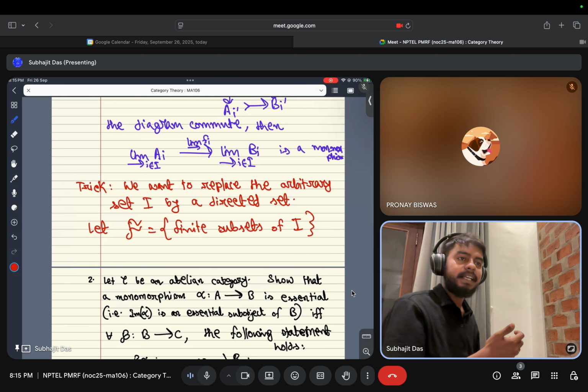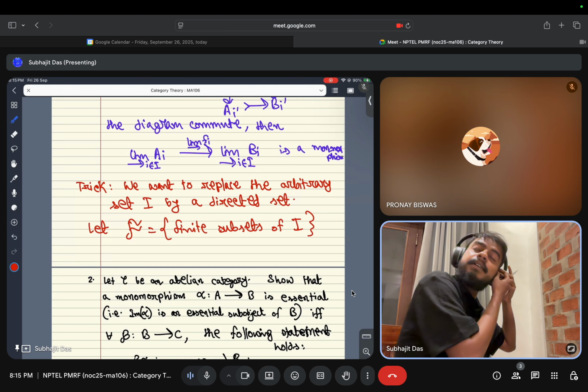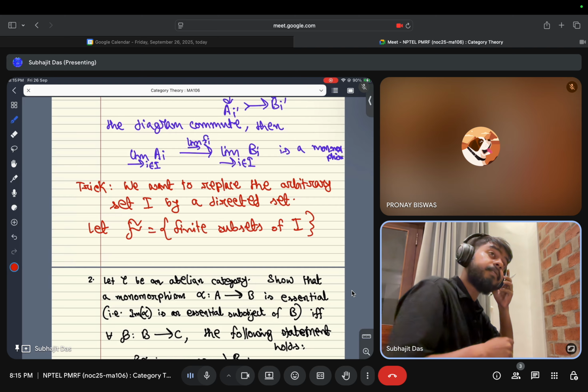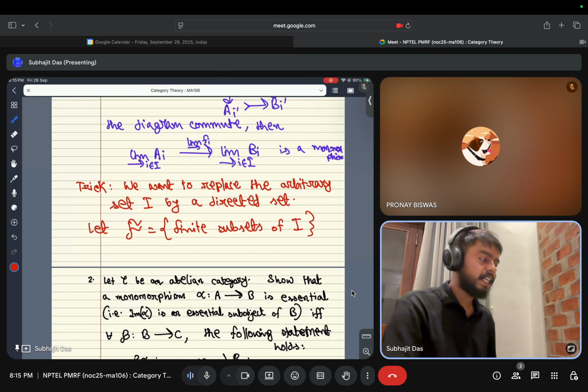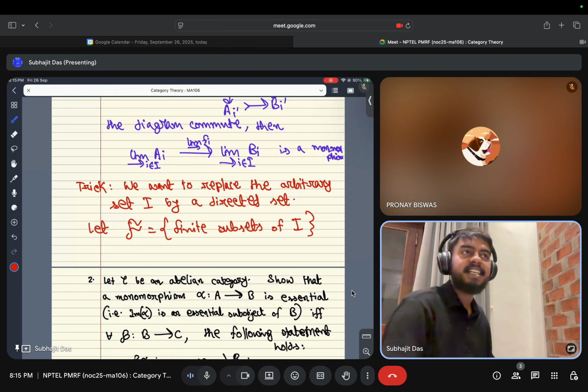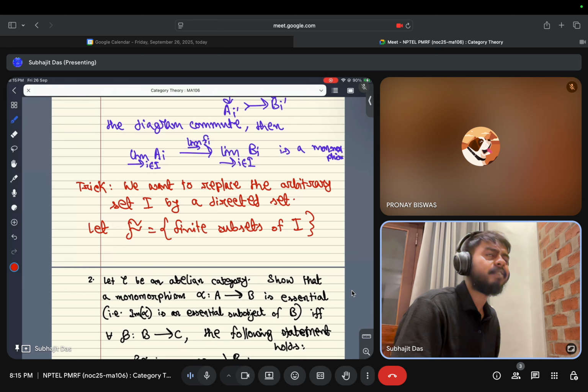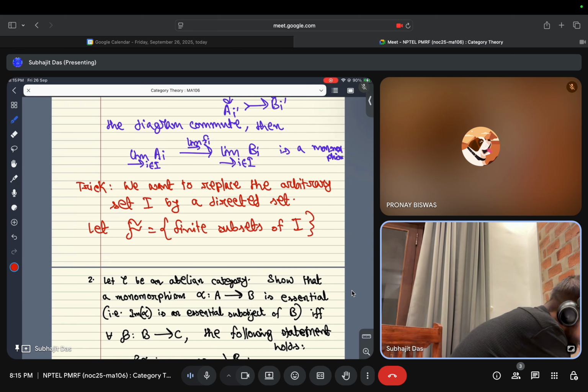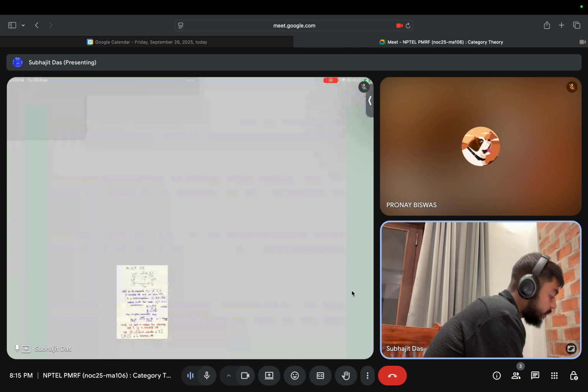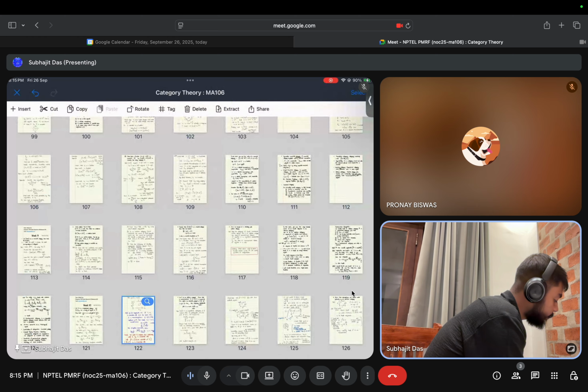It's exactly something like: prove that a module is a direct limit of its finitely generated submodules, or prove that a set is a filtered colimit of its finite subsets. So let F be the collection of all finite subsets of I. F with inclusion is a directed set and hence a category. It's a filtered category, so we can talk about direct limits now.